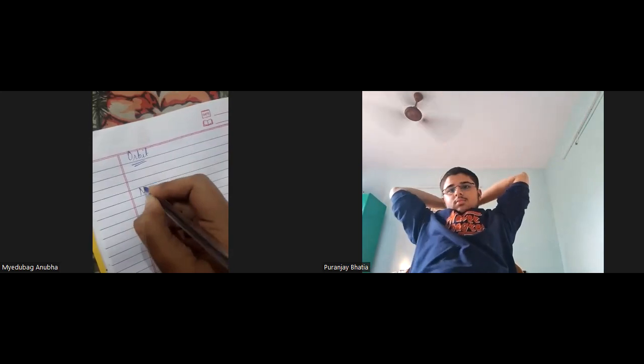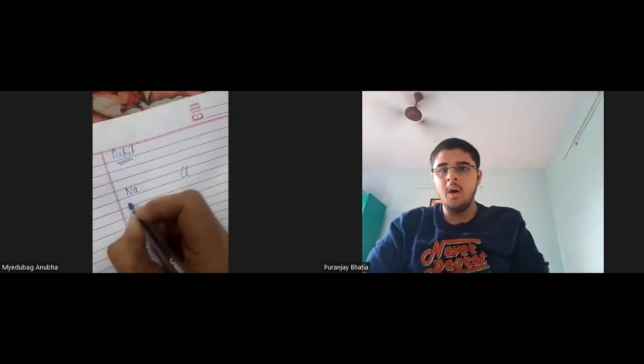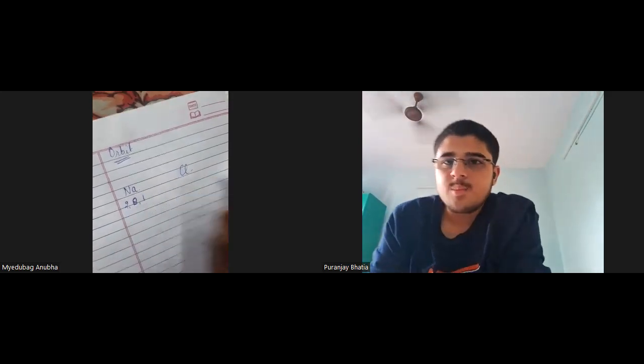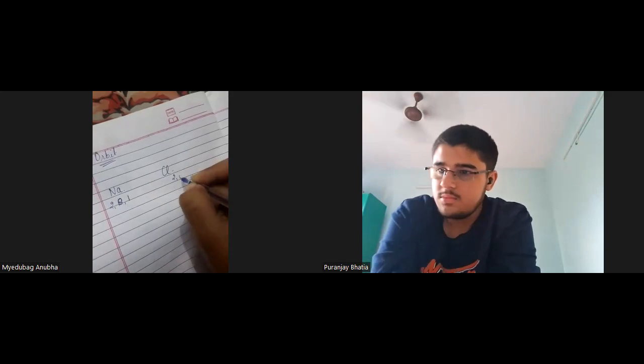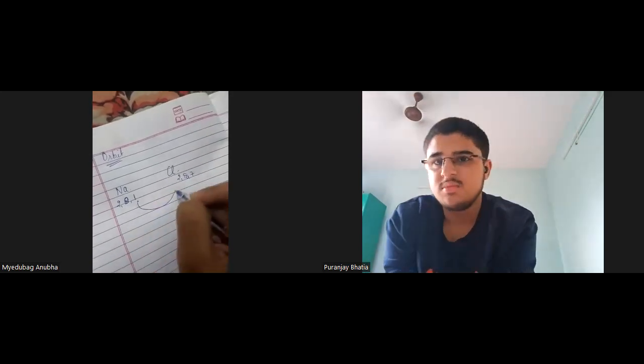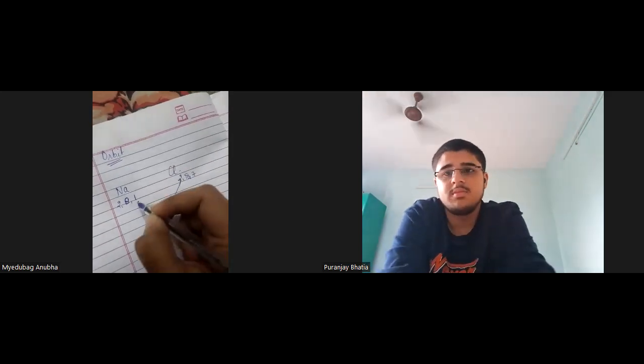Now, for example, if I'm drawing sodium here and chlorine here, sodium has atomic configuration 2, 8, 1. Chlorine has 2, 8, 7. So one electron it is giving, and one electron is being accepted.